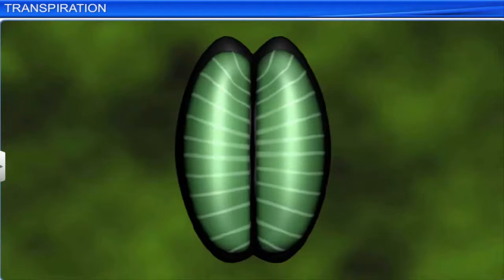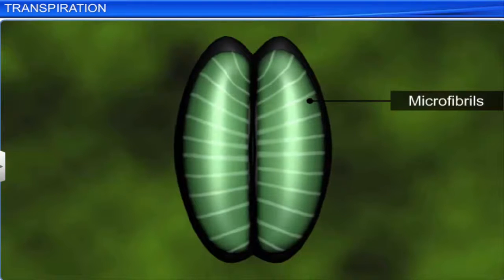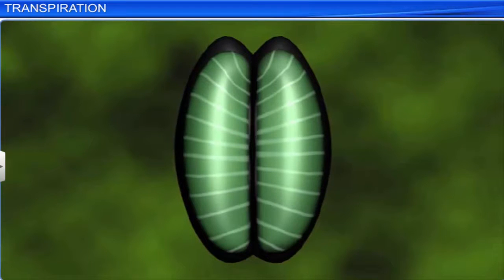The radial orientation of the cellulose microfibrils in the cell wall of the guard cell helps open the stomata. When guard cells lose turgor, they become flaccid, while the elastic inner cell walls regain their original shape, leading to the closure of the stomata.